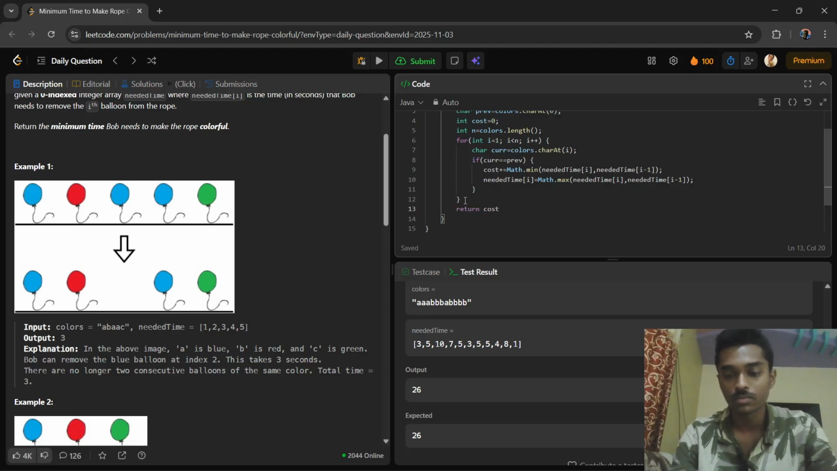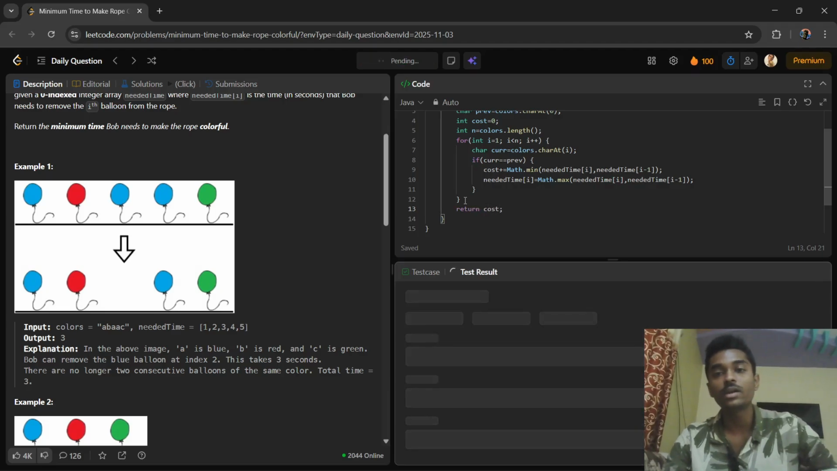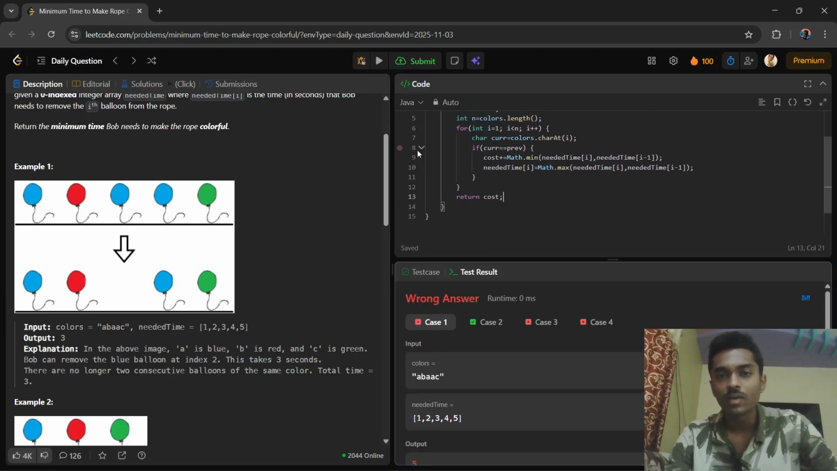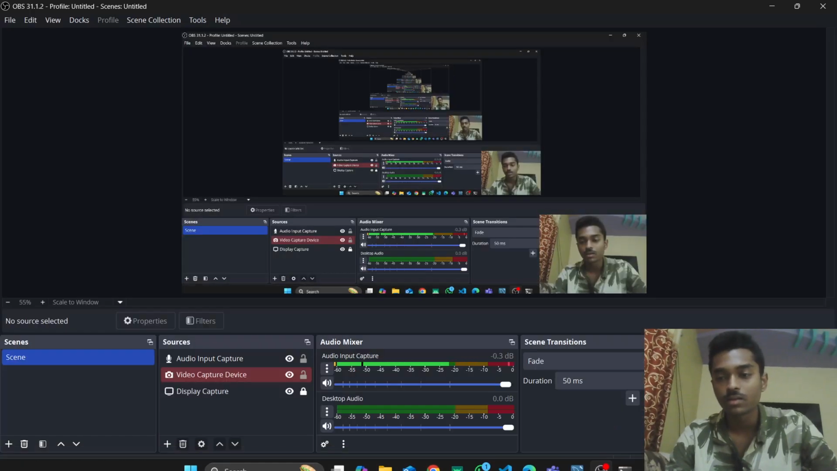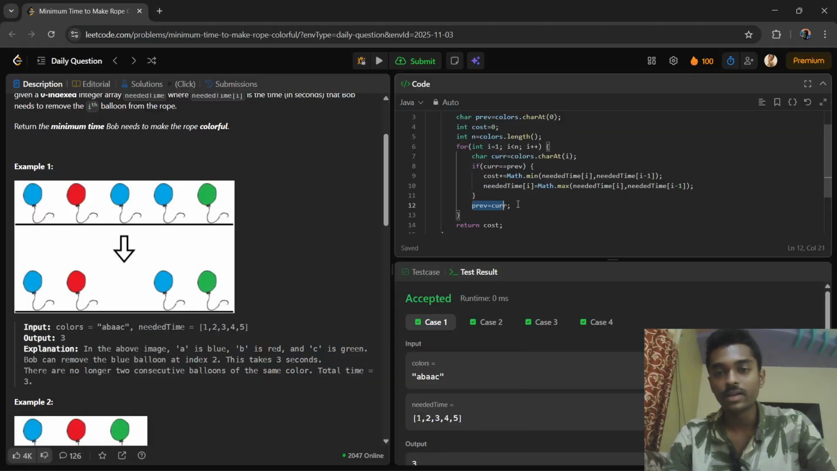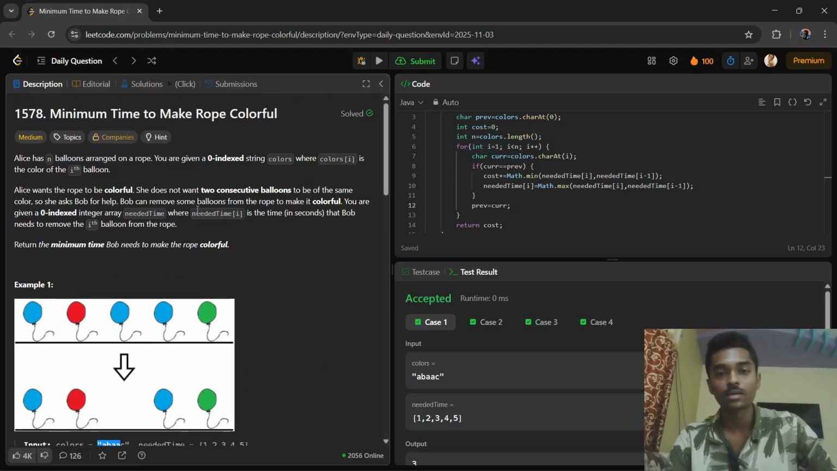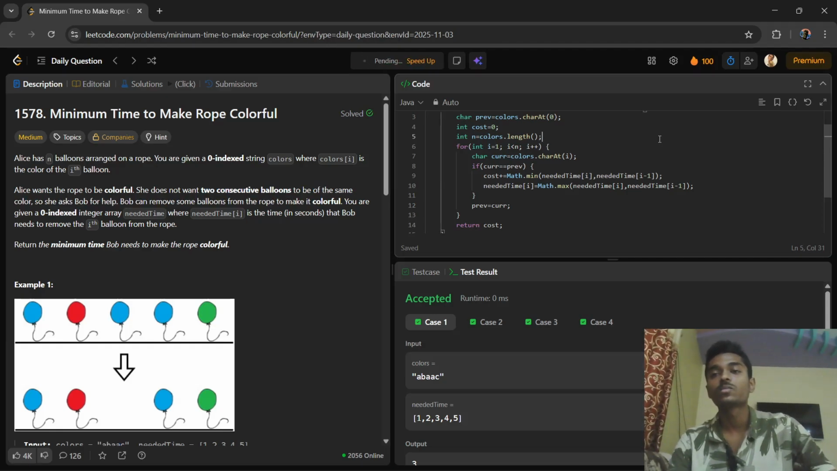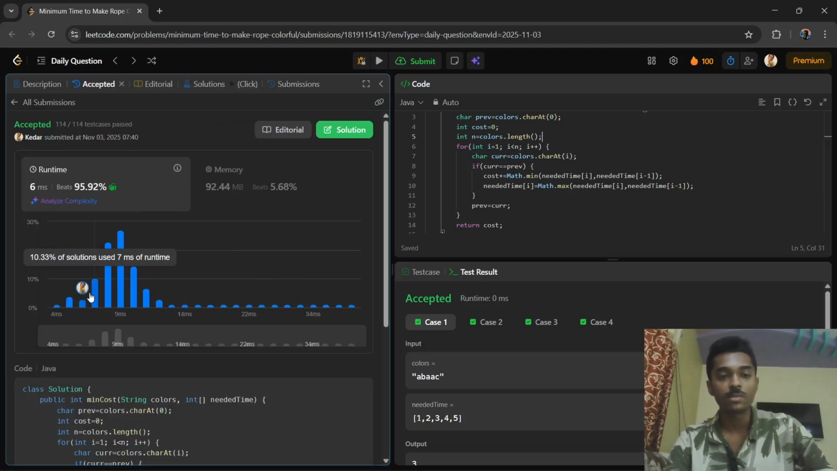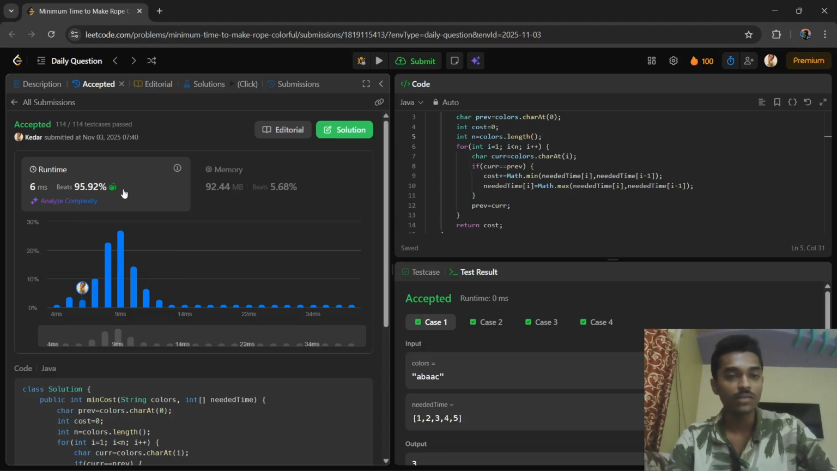Let's try to run it. Guys, every time after that our previous becomes current, so we are just calculating the cumulative cost for 2 consecutive balloons. Now let's try to submit it. Yeah, it gets accepted and it beats 95%.